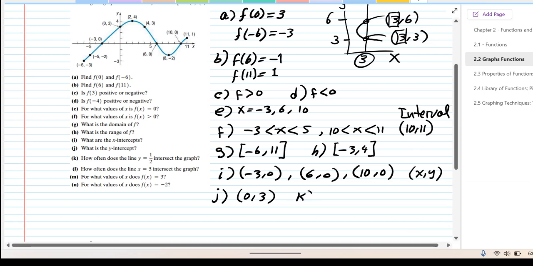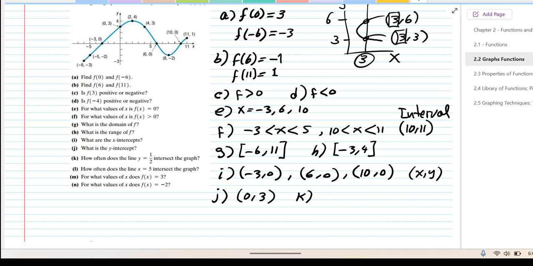Let's do part K. How often does the line y equals a half intersect the graph? Now y equals a half is going to be a horizontal line drawn at 1/2. So it's going to be here somewhere. How often? Once, twice, 3 times. So it's going to cross the graph 3 times.